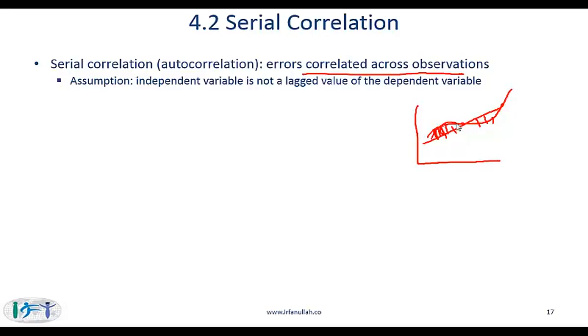If you have this sort of a situation, which often happens in time series data, for example, then there is a serial correlation problem. What you really want is a situation where you cannot predict the next error term. If you can predict the error term, that means there is a violation in the regression assumption.